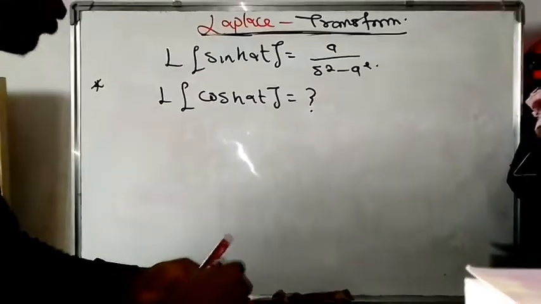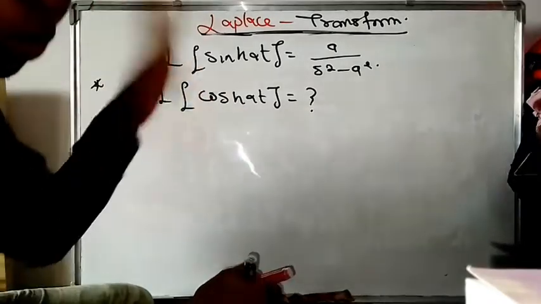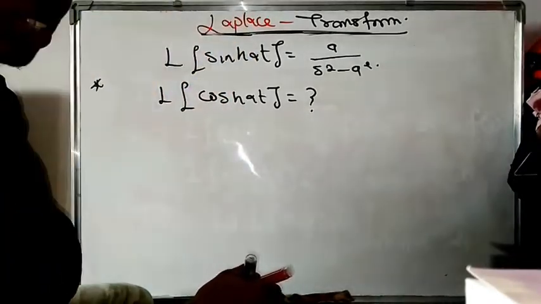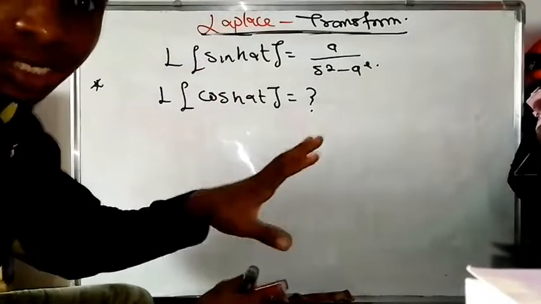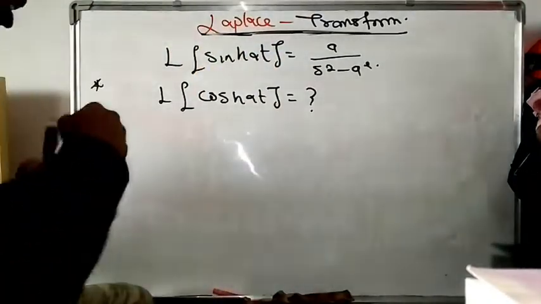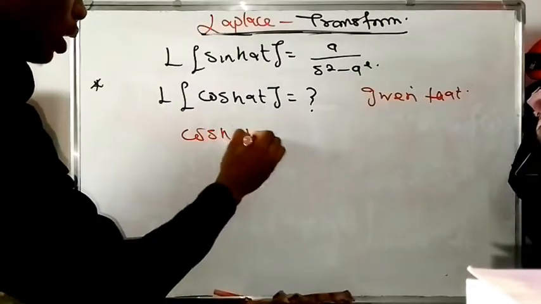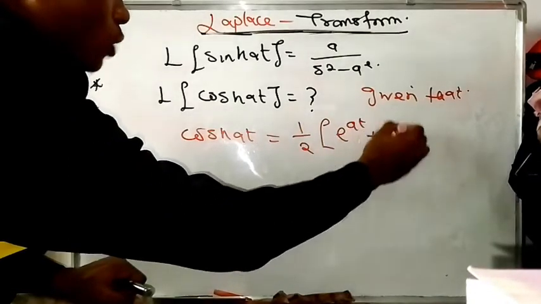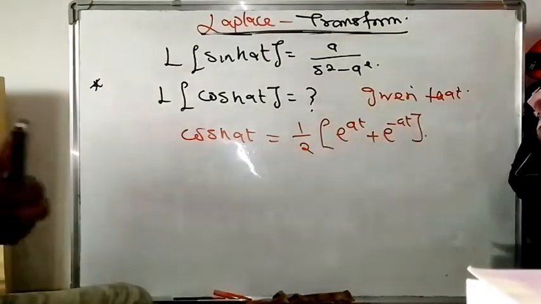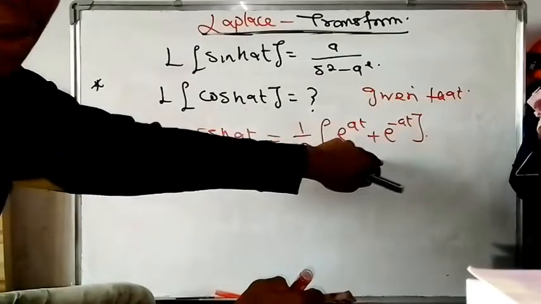Now remember, before I started proving this on our last video, I gave an expression. I said the sinh of at is equal to 1 over 2 times exponential of at minus exponential of minus at, and so on. The same thing goes for cosh at. Cosh at also has its own expression: cosh at is equal to 1 over 2 in bracket exponential at plus exponential minus at.